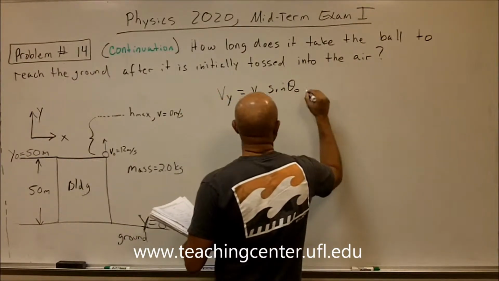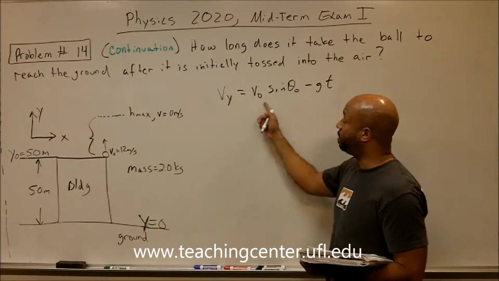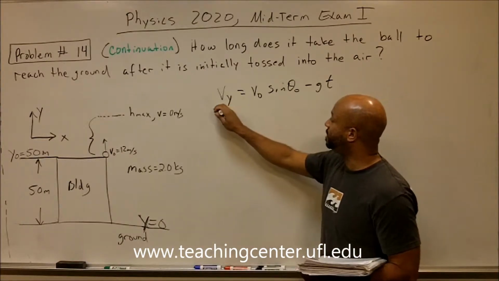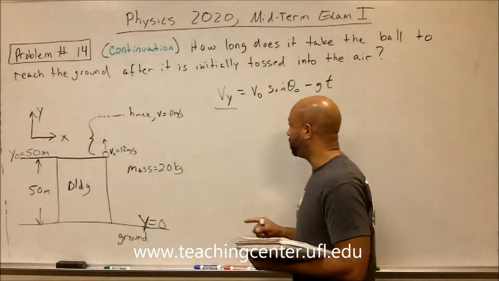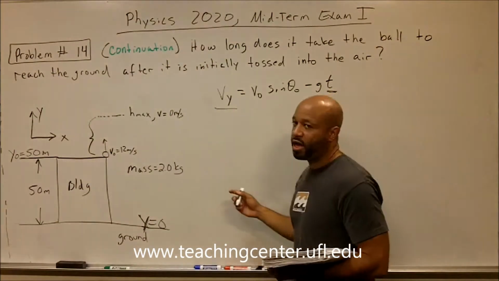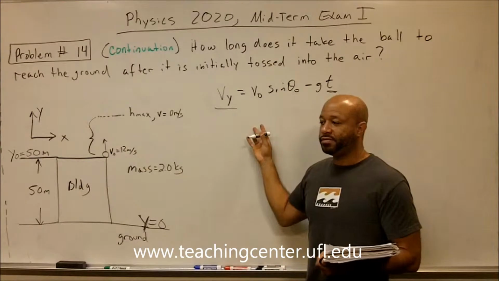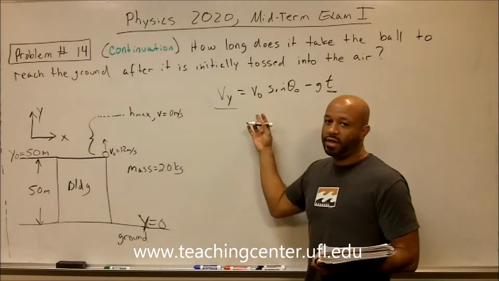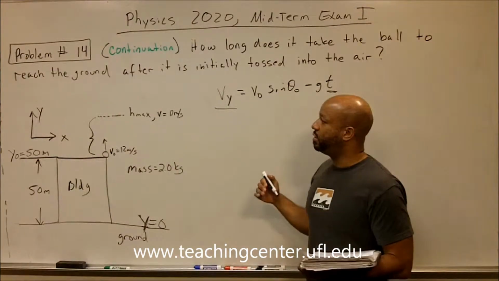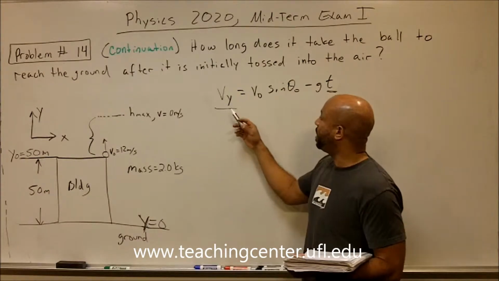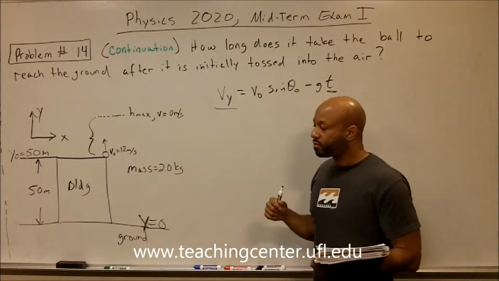sine of the initial angle minus gt, one thing we don't know in this equation is the final velocity. We don't know anything about how fast the ball is traveling when it hits the ground. We also don't know the time, since we're trying to find that. So basically we have two unknowns in this particular equation. Now we cannot solve this equation directly using the information that we have. We need to find out what the final velocity is before we can find out the time.